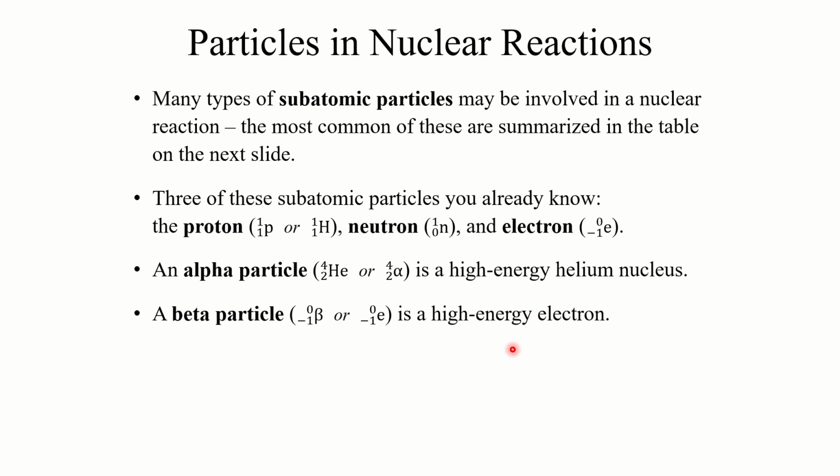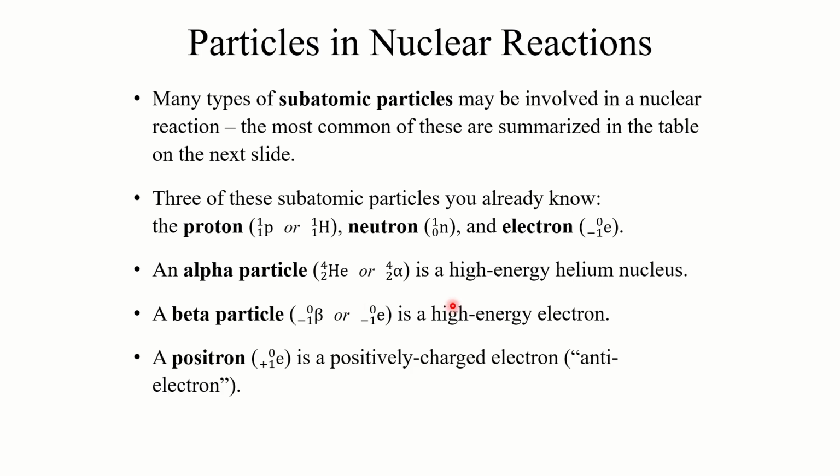Next is a beta particle. A beta particle is essentially just a high energy electron. So it's the same as an electron, it's just higher energy. It may just use the 0,-1e notation just like an electron. It may also use the Greek letter beta.